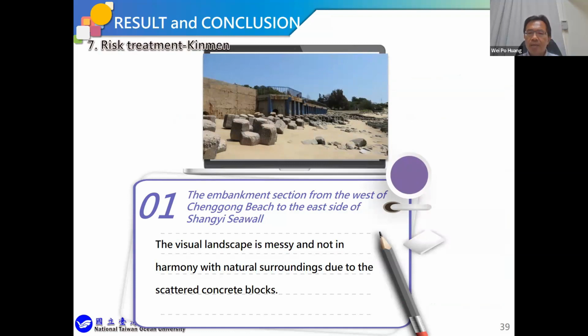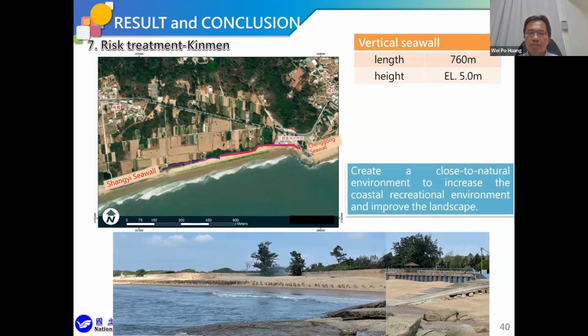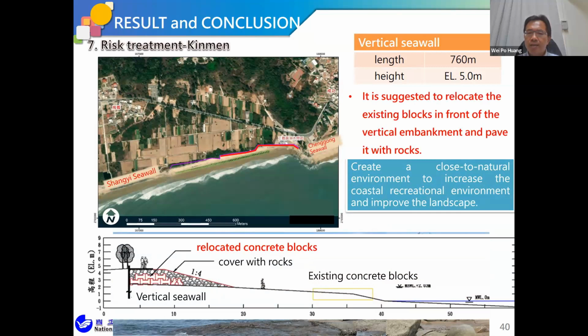Specifically, the embankment section from the west of Chengong Beach to the east side of Shangyi seawall reveals a visually messy and non-harmonious landscape with the natural surroundings, primarily attributed to the scattered concrete blocks. It is suggested to relocate the existing concrete blocks in front of the vertical embankment and pave it with rock. This approach aims to create a close to natural environment, enhancing the coastal recreational setting and improving the overall landscape.